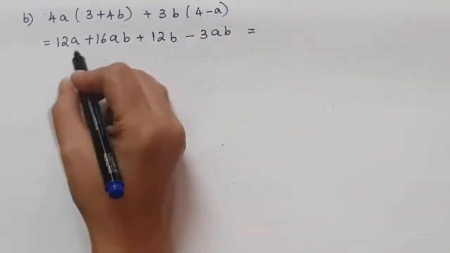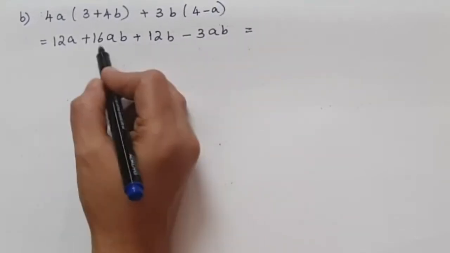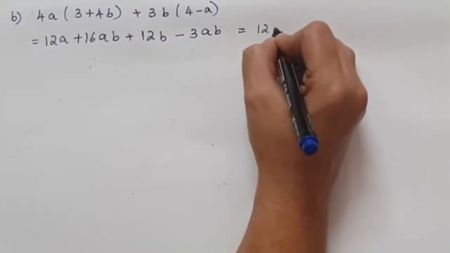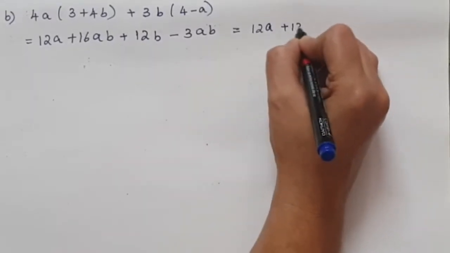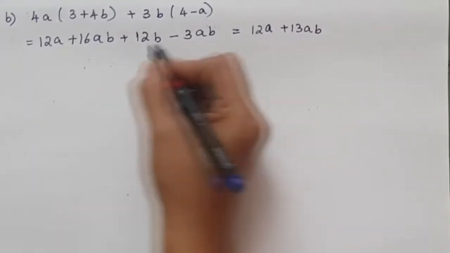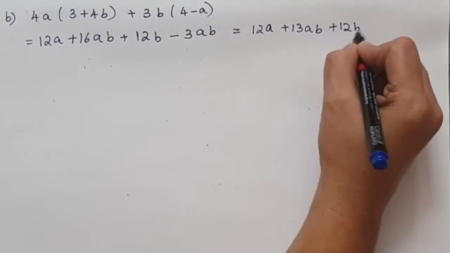So when you simplify this, 12a doesn't have a pair, so you write it as 12a. 16ab minus 3ab will give us plus 13ab. Then it is plus 12b.